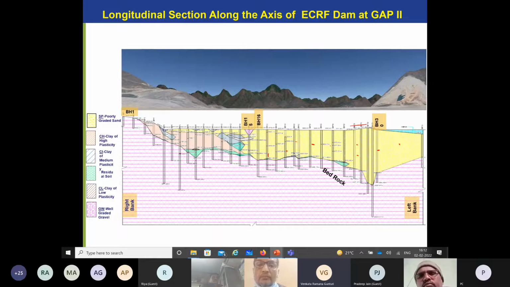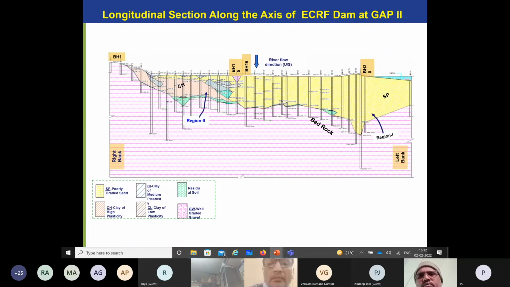So on one side you have liquefaction, on the other side you have settlement. This is along the length of the dam. This is the primary cross section. Here, this is all sand portion, and it is a poorly graded sand. And on the left side, that is on the right bank, it is a clay of high plasticity, and it also has some layer of the sand.